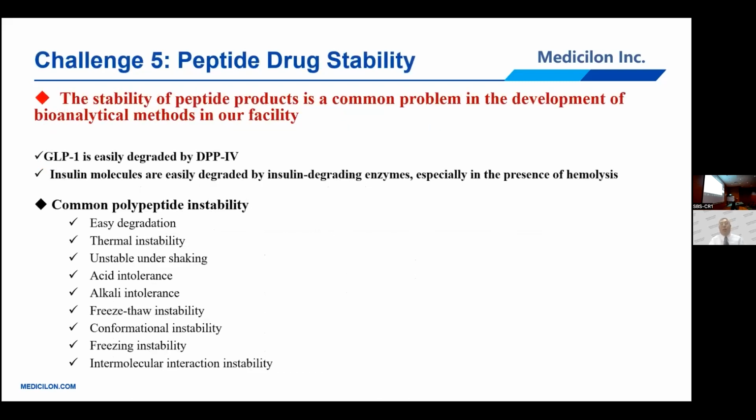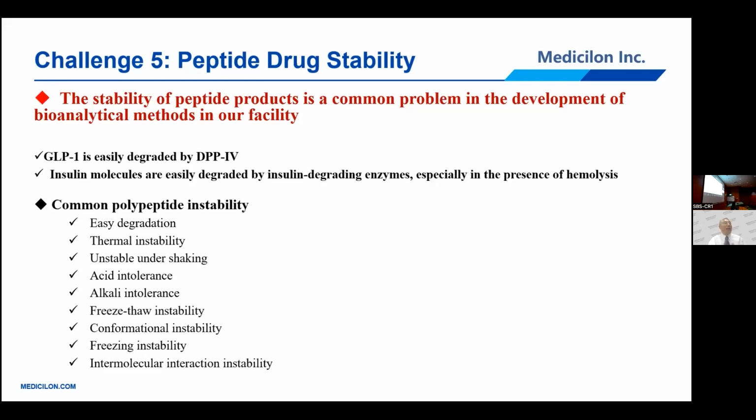The fifth is that peptide stability is also important, not only for bioanalytical work but also when you prepare drug for PK, PD, or in vitro biological assays. You need to be careful because peptides degrade easily and may be thermally unstable. When you shake them, they may be unstable. Those are physical instabilities, including freezing instability. When you prepare the drug for long-term storage, or thaw and melt it, it can become very unstable, so be careful.